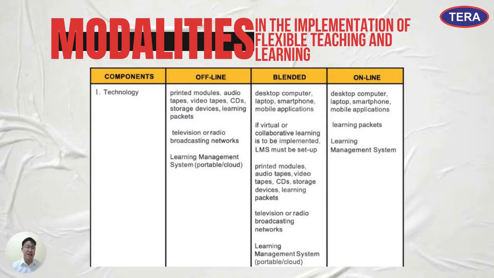And of course, we had different learning management systems, whether portable or cloud. For blended learning, we make use of desktop computers, laptops, smartphones, and mobile applications. If virtual or collaborative learning is to be implemented, we make use of learning management systems. Of course, we still make use of the different offline instructions or materials. Then for online, we almost similarly use the same: desktop computers, laptops, smartphones, mobile applications, learning packets, and the different learning management systems. In our university, the learning management system that we use is Microsoft Teams.